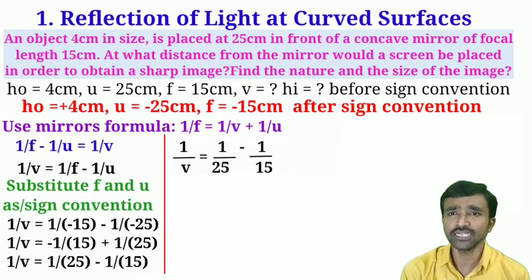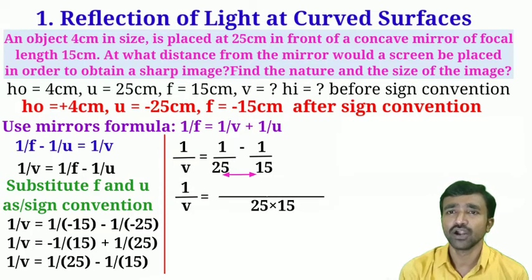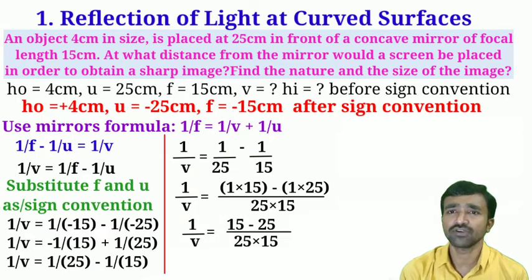Now the LCM. Don't get confused; for a simple LCM, use this technique. First take the product of the denominators. Here the denominators are 25 and 15, so we write 25 into 15. What about the numerators? To get the numerator in the LCM, take the product of the first numerator with the second denominator, and the second numerator with the first denominator, the cross product of numerators and denominators. So 1 into 15, same sign we are using, minus 1 into 25. Complete the product, and you will get 15 minus 25 by 25 into 15.